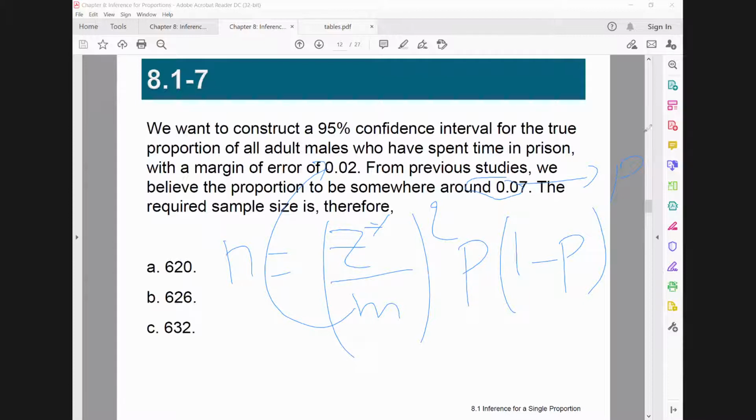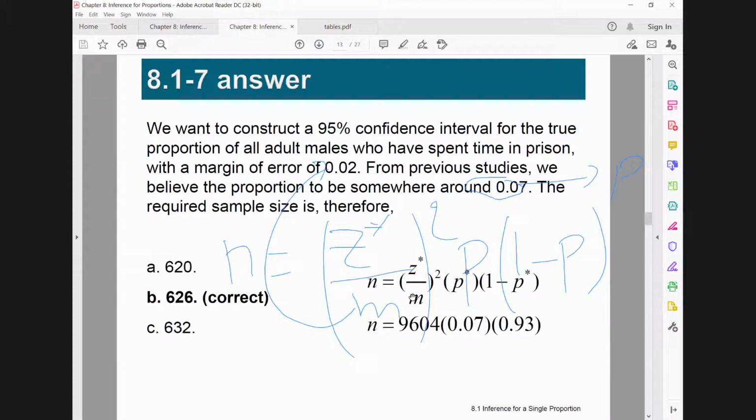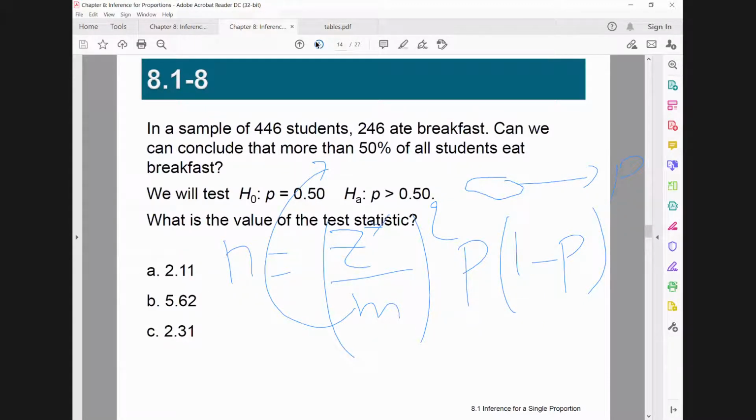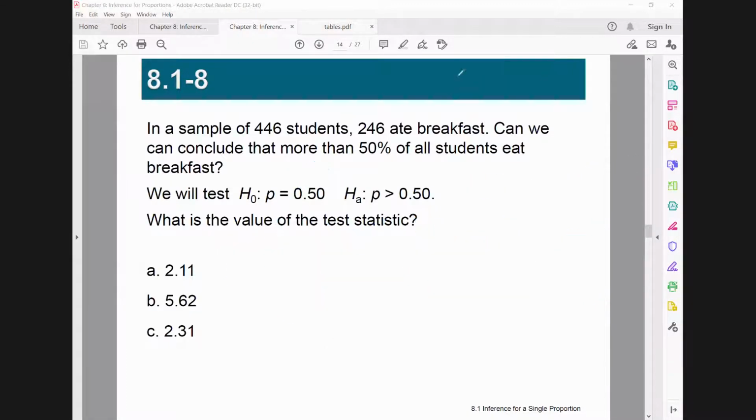Then I have to evaluate this expression. I know all the requested and I can evaluate it without any problem. Z star, M, P star here is 0.07. 1 minus P star can be evaluated and I have to round up, maybe we obtain 626. We can use your calculator in order to prove this. Okay, let's move to the next question.